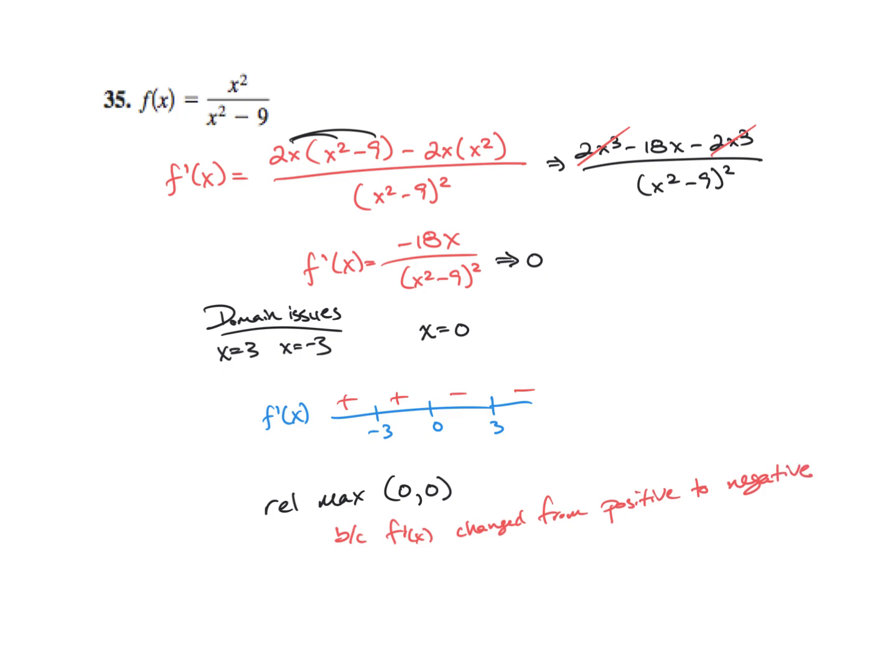All right. Where was my function increasing? I want to keep going there. Where is f increasing though? From negative infinity to -3. And then -3 to 0. And f would be decreasing from 0 to 3 and 3 to infinity. We can't actually include those vertical asymptotes because, again, they're domain issues.